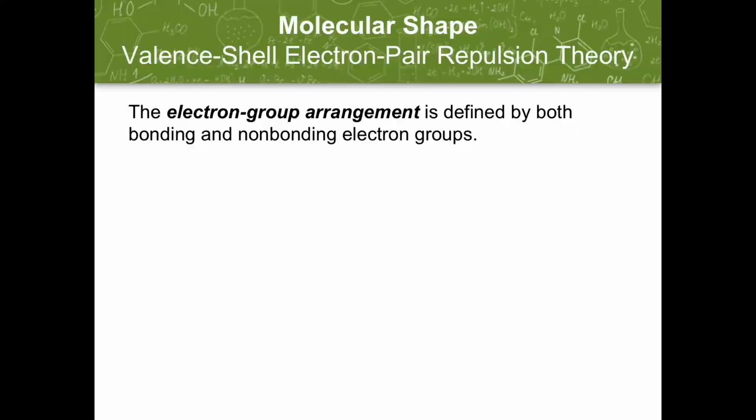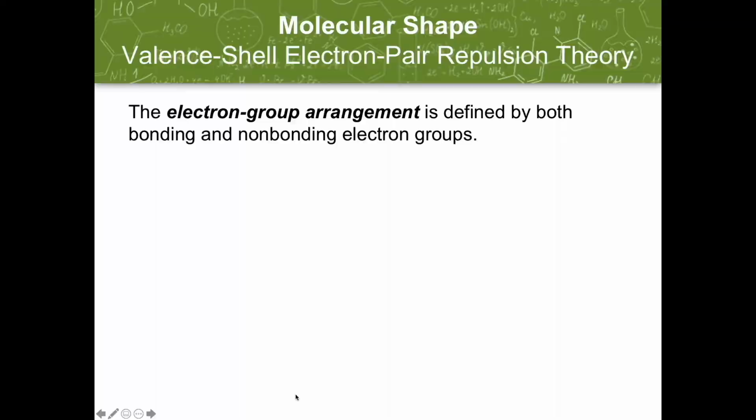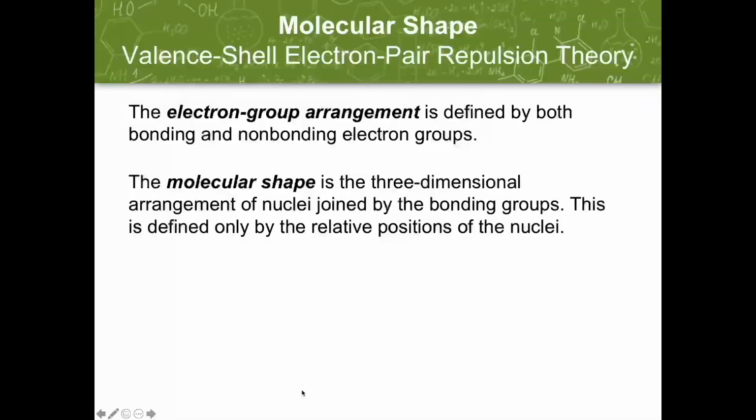So we need to make a distinction between what we call the electron group arrangement and the molecular shape of a particular molecule. When we say electron group arrangement, it is defined by the bonding groups of shared electron pairs and the non-bonding electron groups, which are the lone electron pairs around the central atom. While molecular shape is defined by the relative position of the nuclei, which are connected by the bonding groups only. So when some are non-bonding groups, different molecular shapes occur.